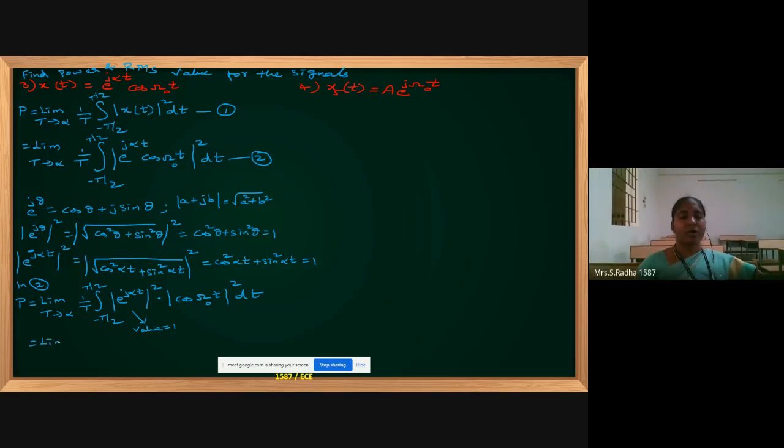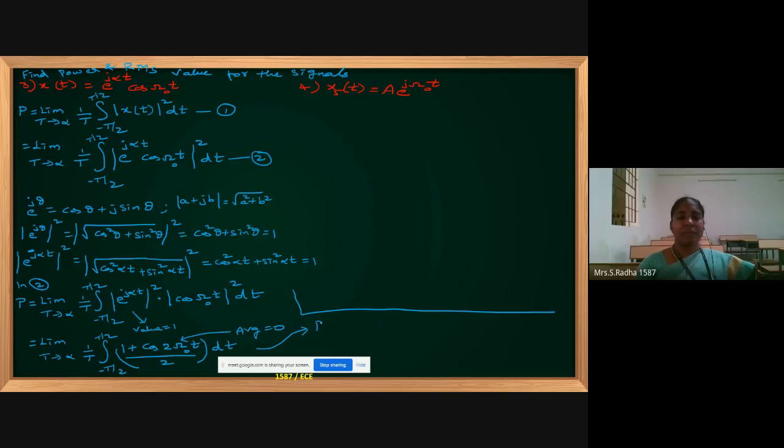Again, I know that cos square theta can be written as 1 plus cos 2 theta divided by 2. So 1 by t integration minus t by 2 to plus t by 2, 1 plus cos 2 omega naught t divided by 2, dt. And again, the average value of this second term is 0. I don't have free space, so I will continue on this side. I may finish the answer in this portion, and I am continuing here.